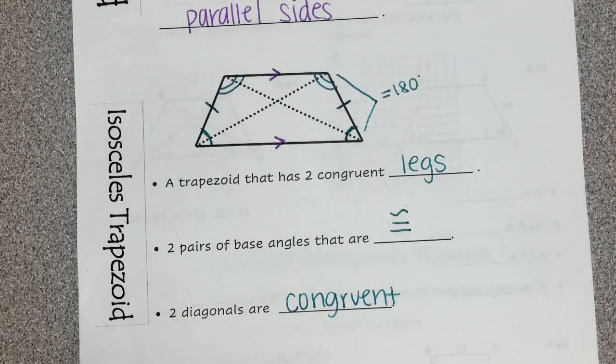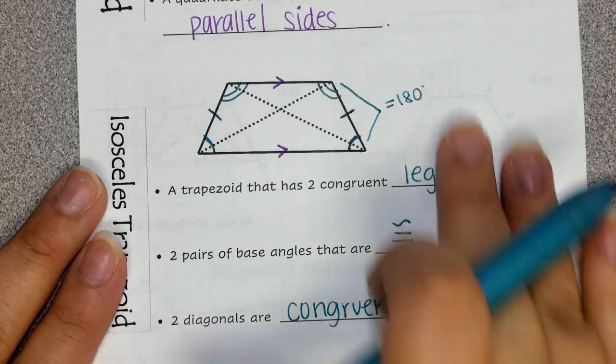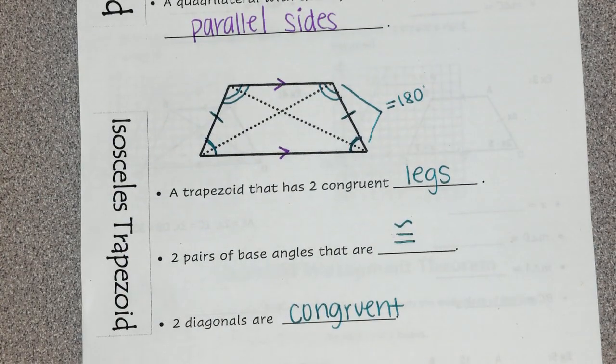What? Congruent means the same, equal. Yep. All right. That's all there is to know about isosceles trapezoids. Do I have any questions about them? No.